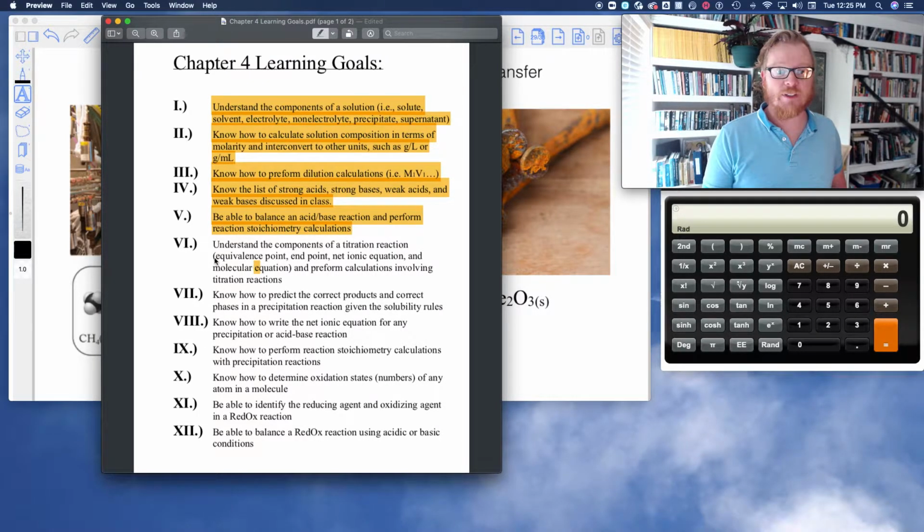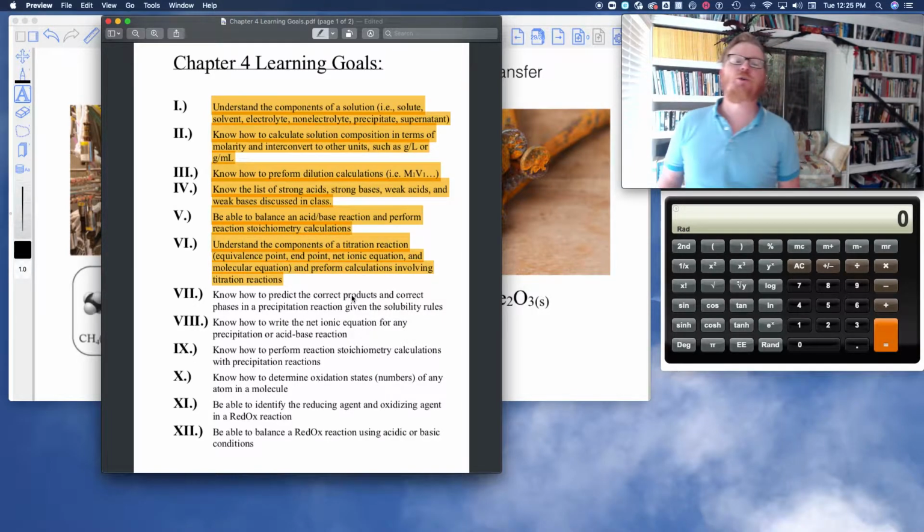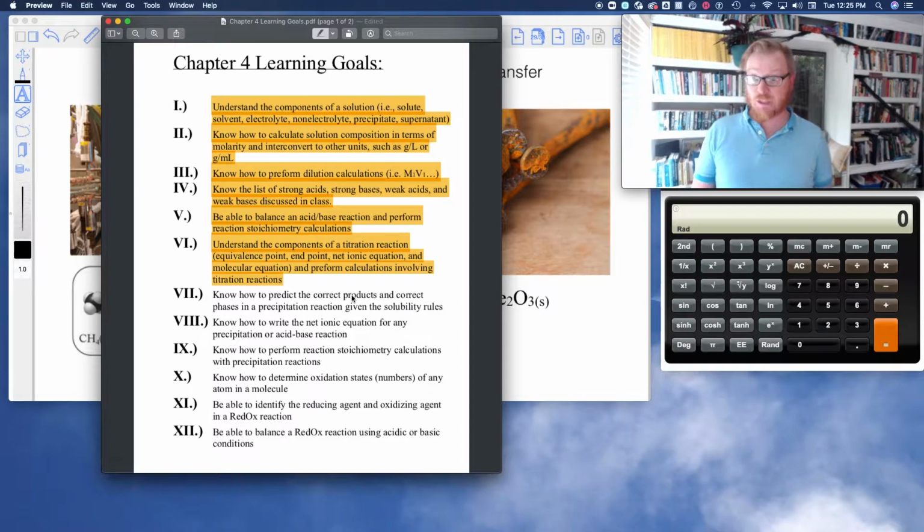So understand the components of a titration reaction. You're eventually going to do a titration reaction in your virtual lab. So hopefully that will round off that discussion nicely. Okay, so know how to predict. That's just about everything for the acid-base stuff. There's one more thing here.